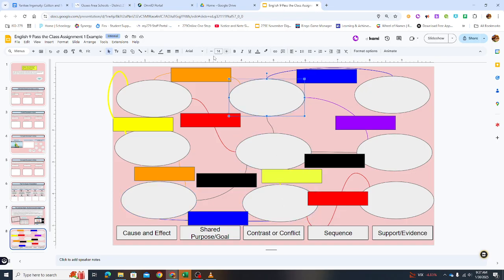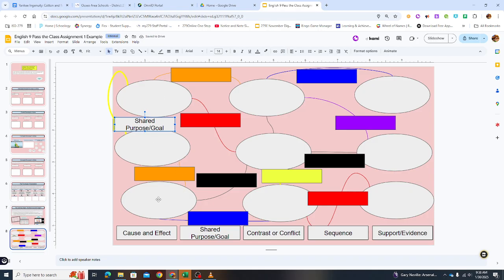And then I'm going to have to figure out how they're connected, right? So I would have put Sam Slater here and the Industrial Revolution here, and I see that these are connected. And so I have to decide, do I think they're connected by cause and effect, shared purpose goal, contrast or conflict, sequence, or support / evidence? And whichever one I pick, I have to pick one. I found this to be tricky because some of these things I'm like, well, these aren't even connected. I don't know. But you have to pick which one you think is best. And then you just move it over there to say, okay, yep, these two things were connected by that.